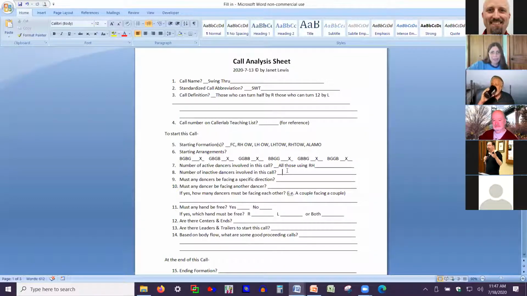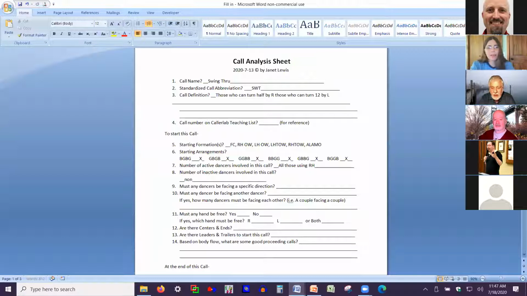It would be depending, and a lot of these go back to depending on which formation, but we're just going to go, you know what, we're going to use the facing couples or the right hand ocean wave, because that would be standard application for this. So all those using the right hand, let's just say they're all using the right hand. So our number of inactive dancers would be none from a right hand ocean wave.